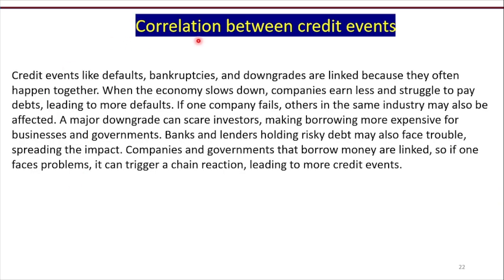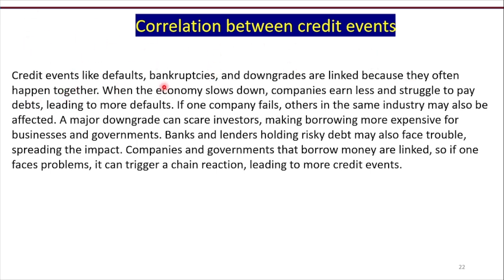Now this is the last topic of our chapter: correlation between credit events. What is the relation between credit events? Credit events like defaults, bankruptcies and downgrades are linked with each other because they often happen together.